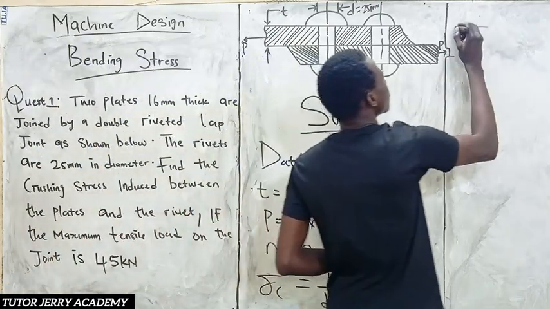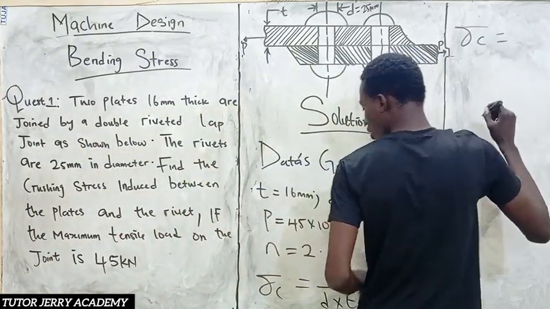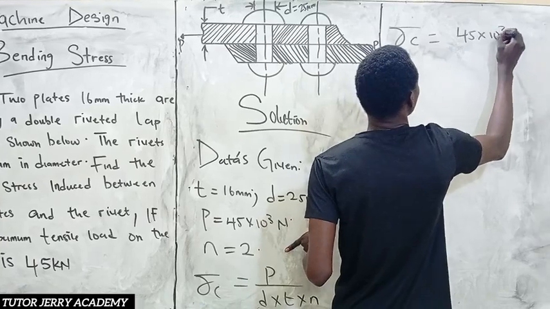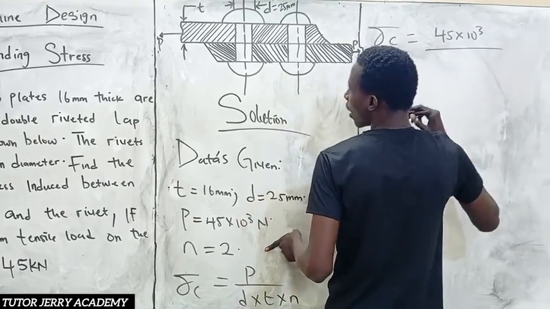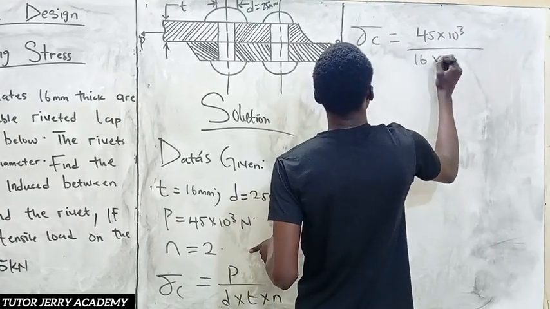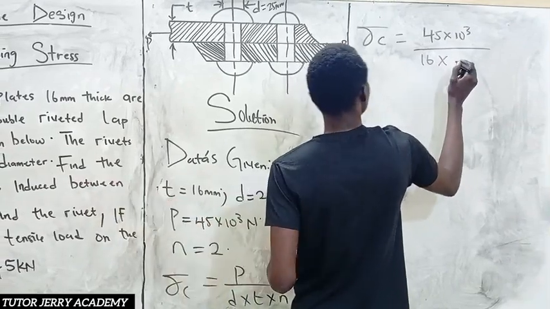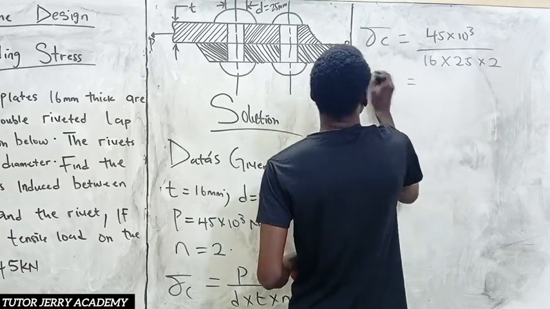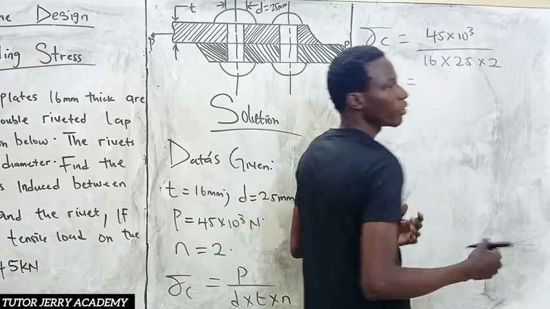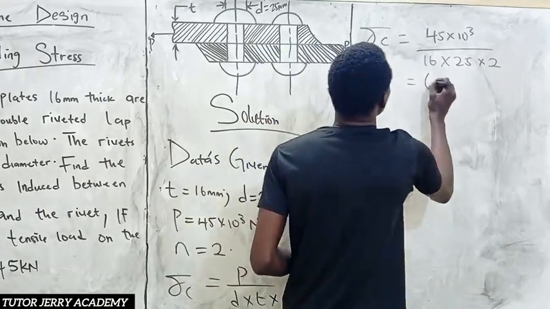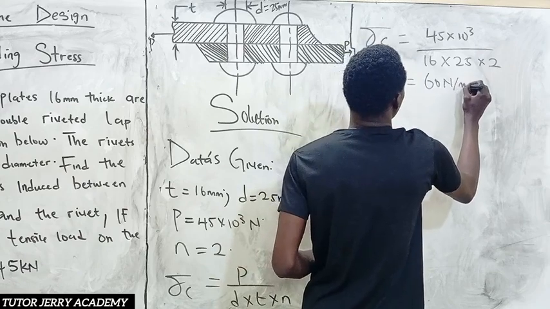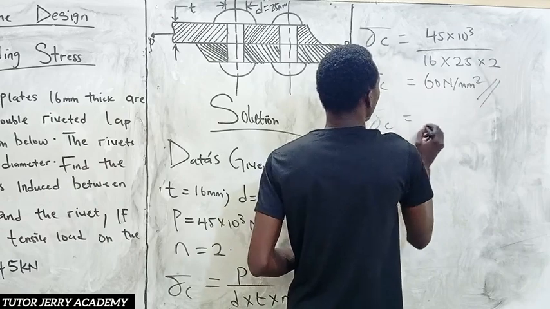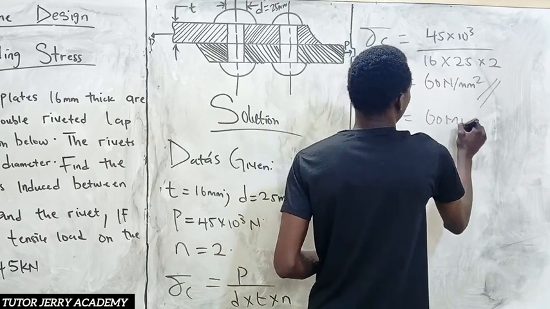So crushing stress sigma C is equal to 45 times 10 to the power of 3 all over 16 multiplied by what? Multiplied by 25 multiplied by 2. This implies that what? Our crushing stress will be equal to what? 60 Newton per millimeter square, or sigma C will be equal to 60 megapascal.